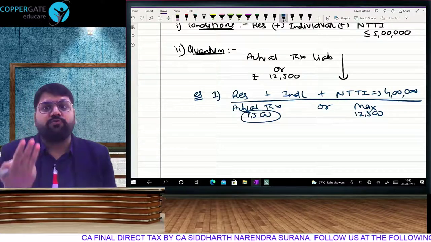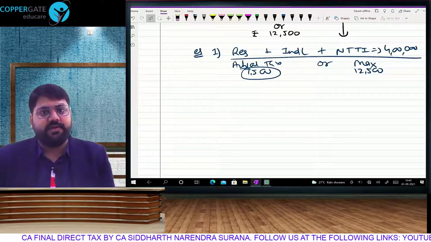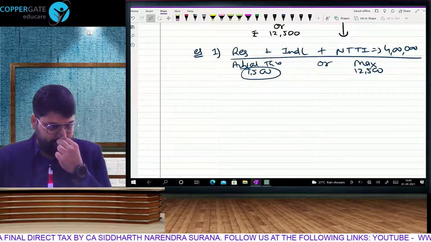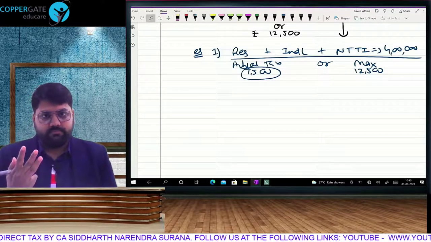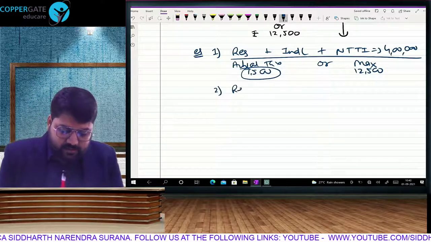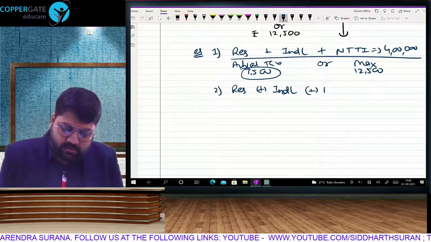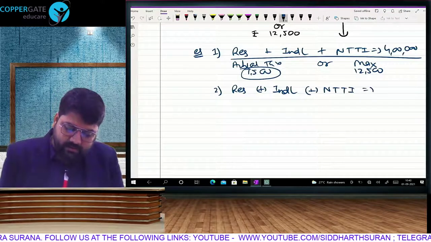But of course, first you have to check whether assessee has fulfilled all the three conditions. What are the three conditions for eligibility of rebate? Up to 5. Excellent. Second question. Resident, individual, income 5 lakh rupees.